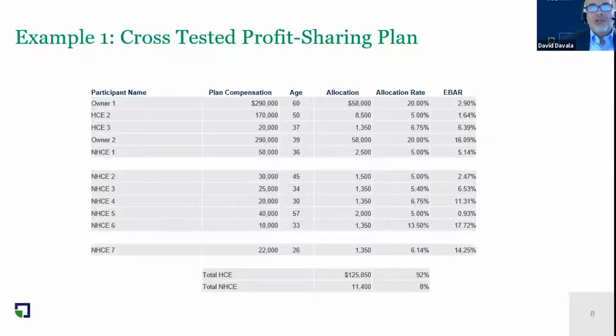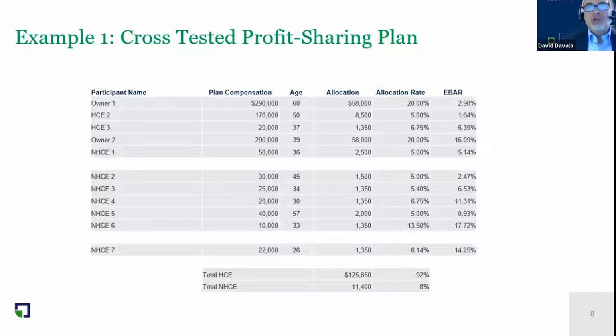The reason NHCE 6's EBAR is so much greater than owner one's is because of the methodology of calculating EBARs. Each allocation is projected to retirement age, in this case, age 65. NHCE 6's is projected for 32 years, while owner one's is only projected for 5 years. And these allocations are usually projected at 8.5%. In the regulations, there's a range of interest rates you can use, and that's the highest rate. So that's what is used just about every time we do this.